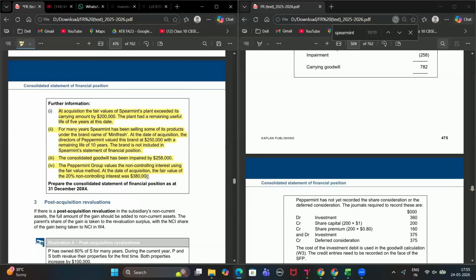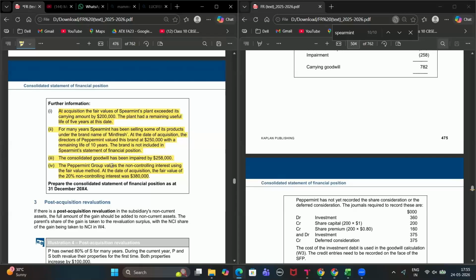At acquisition, the fair value of Spearmint's plant exceeded its carrying amount by 200,000. The plant had a remaining useful life of 5 years at this date. For many years, Spearmint has been selling some of its product under the brand name of Mint Fresh. At the date of acquisition, the directors of Peppermint valued this brand at 250,000 with a remaining life of 10 years. The brand is not included in Spearmint's statement of financial position. The consolidated goodwill has been impaired by 258,000.